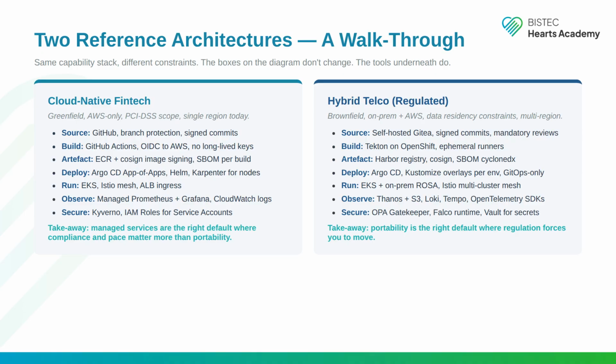Architecture B, a hybrid telco, regulated. Brownfield, on-prem plus AWS, data residency constraints, multi-region. Source is self-hosted Gitea with signed commits and mandatory reviews. Build is Tekton on OpenShift with ephemeral runners. Artifact is Harbor Registry with Cosign and CycloneDX SBOM. Deploy is Argo CD with Kustomize overlays per environment. GitOps only. Run is EKS plus on-prem ROSA with Istio multi-cluster mesh.